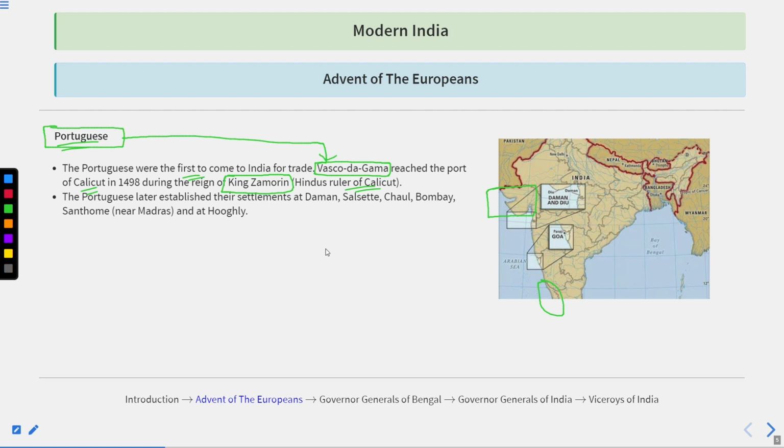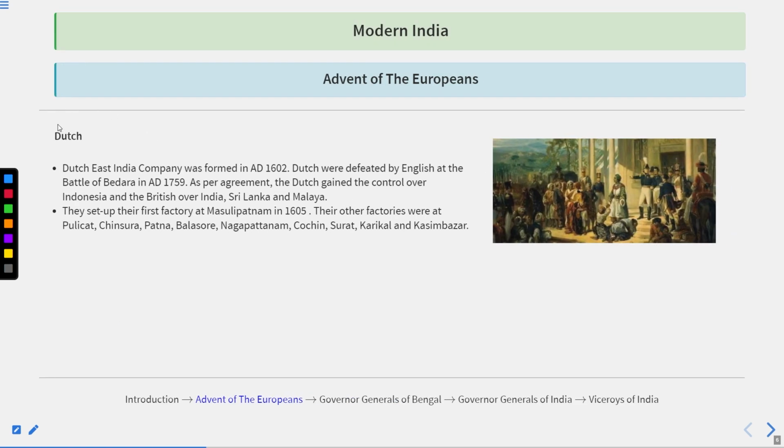So the Portuguese initially settled down as traders. Later on, they established their settlements at Daman, Salsette, Chaul, Bombay, and San Thome near Madras, and at Hooghly also. After the Portuguese, the next one were the Dutch.